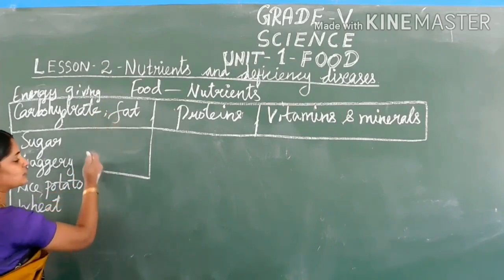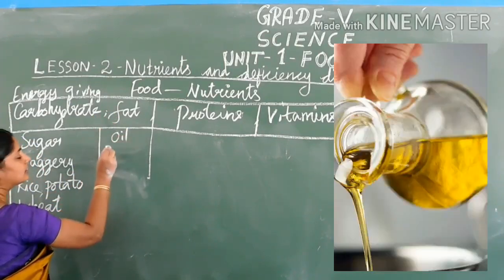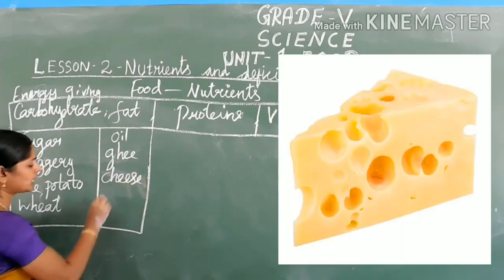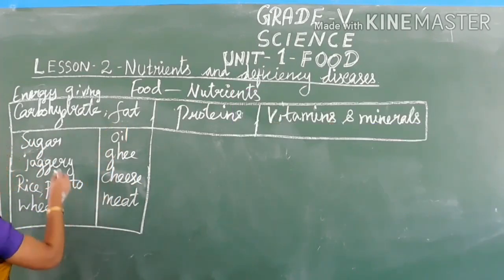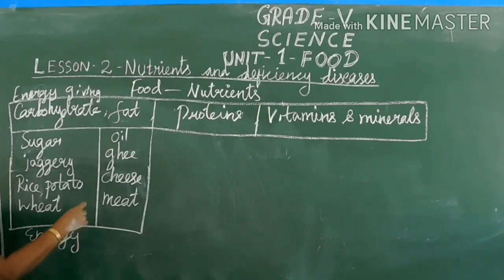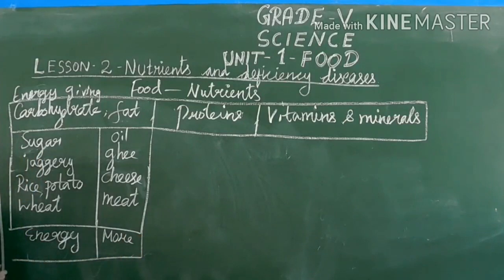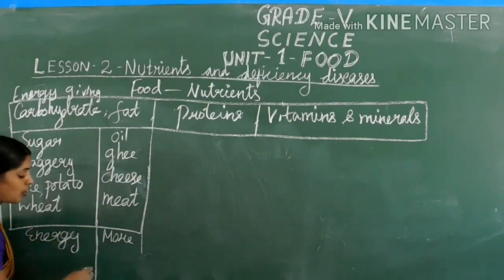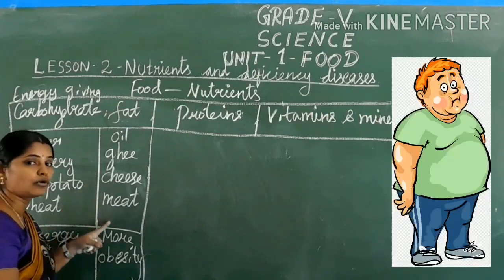Coming to the next nutrient, fat. What food items have fat in them? Oil, ghee, cheese, meat. These food items have fat in them. Carbohydrate also gives energy, but compared to carbohydrate, fat gives more energy. Even so, we should not take a large amount of fat. If you take more fat substances like oil, ghee, cheese and meat, it makes our body obese. So we should not take more amount of fat items.